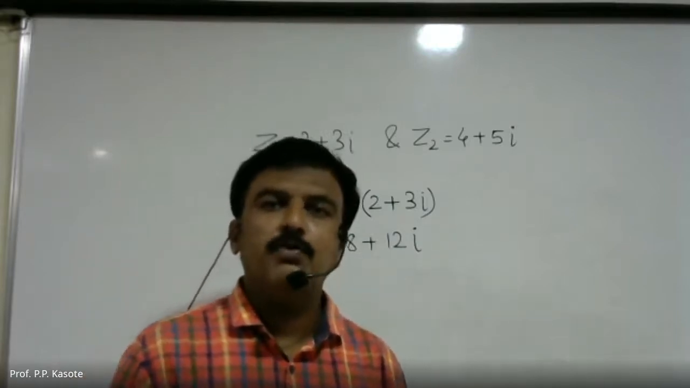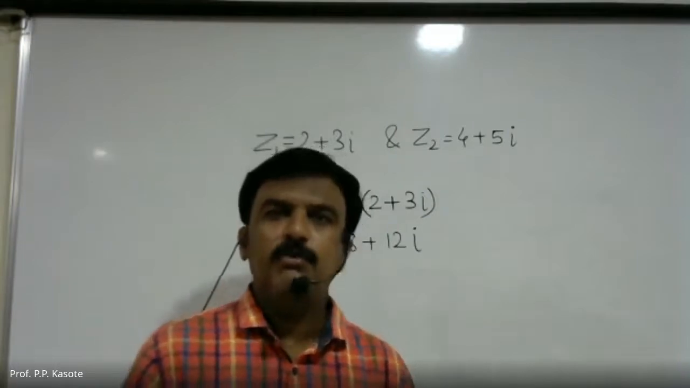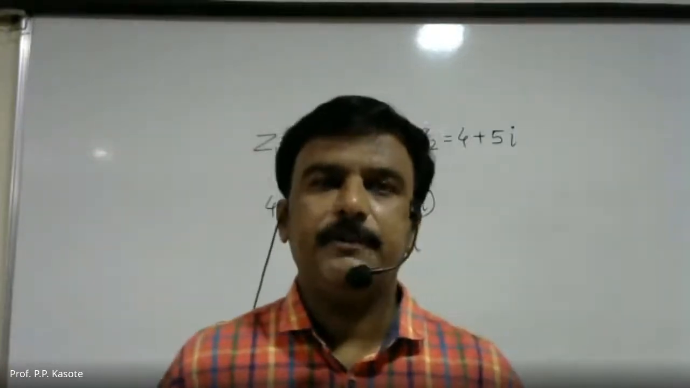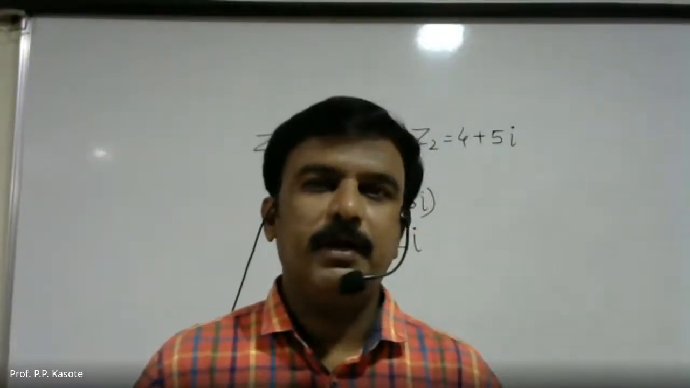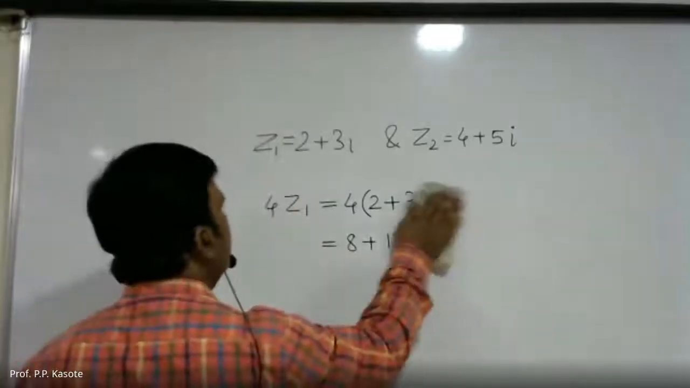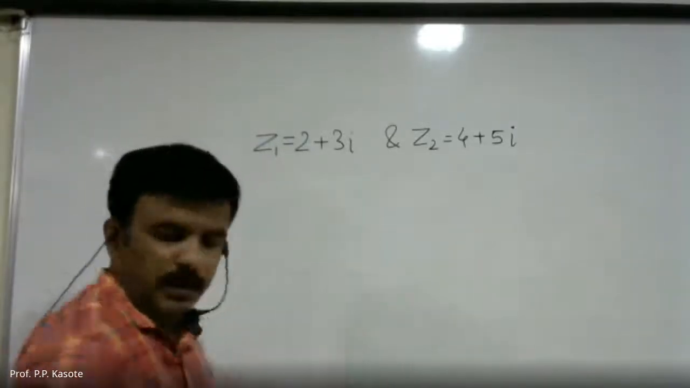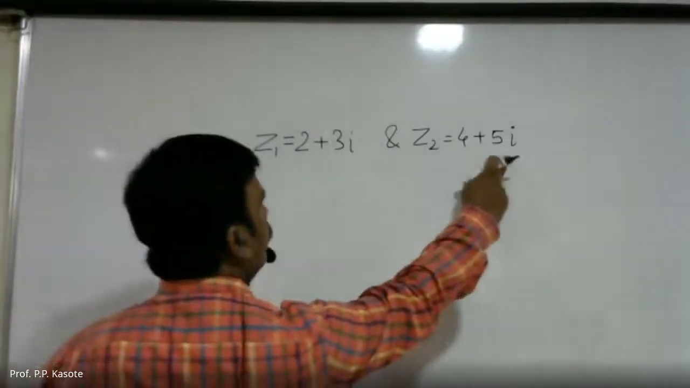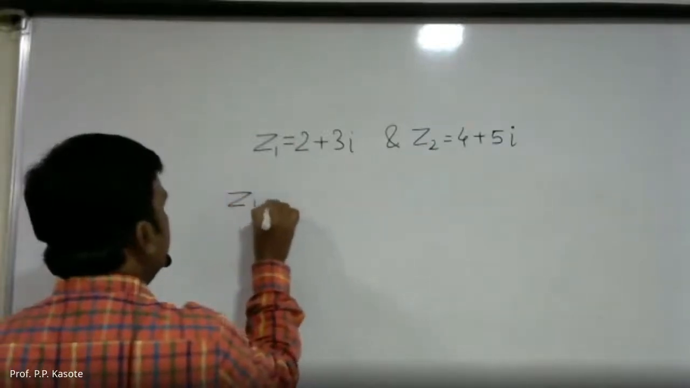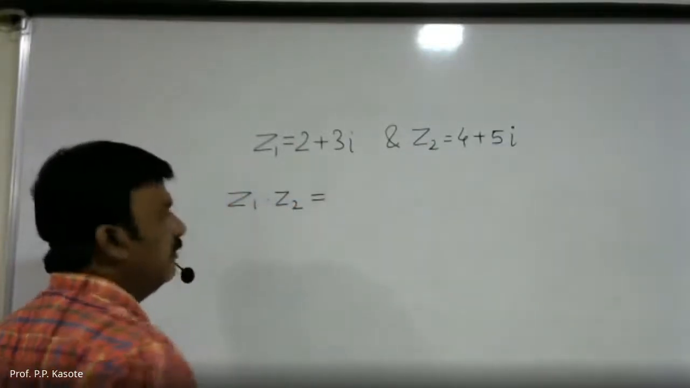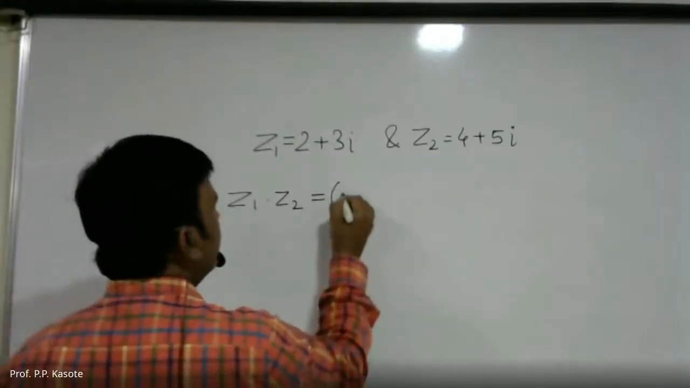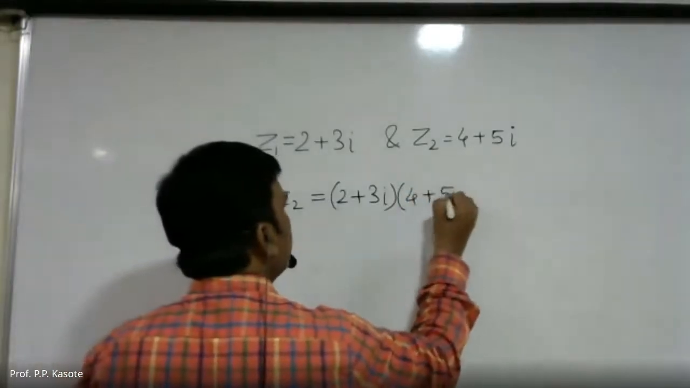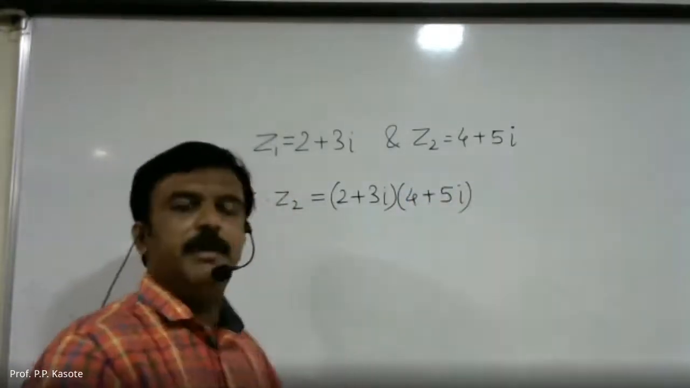Now let us see how to multiply two complex numbers, how to find the product of two complex numbers. दो अलग-अलग complex number का multiplication कैसे किया जाता है इसके बारे में हम लोग पढ़ेंगे. We'll use the same numbers Z1 and Z2. They are already with us. We have Z1 is equals to 2 plus 3i and Z2 is equals to 4 plus 5i. Let us find Z1 into Z2. Z1 को Z2 से multiply करेंगे. What is Z1? It is 2 plus 3i into what is Z2? It is 4 plus 5i. इन दोनों का multiplication हमें करना है.